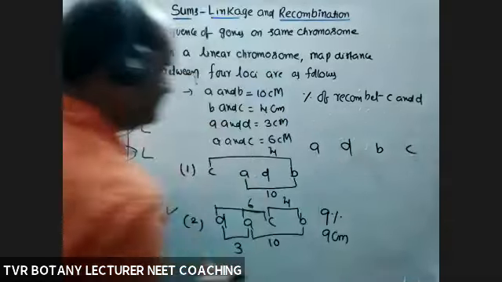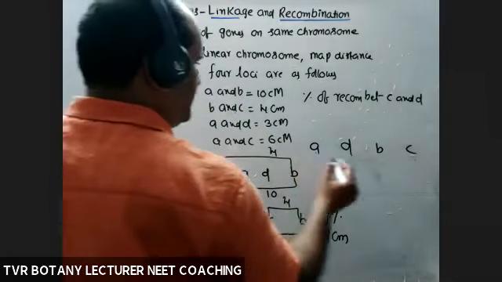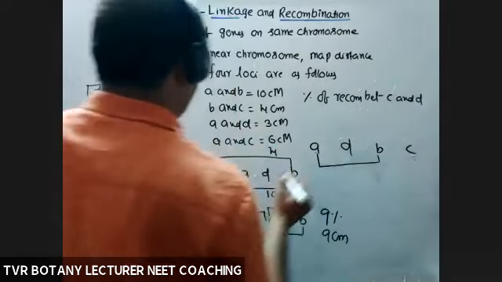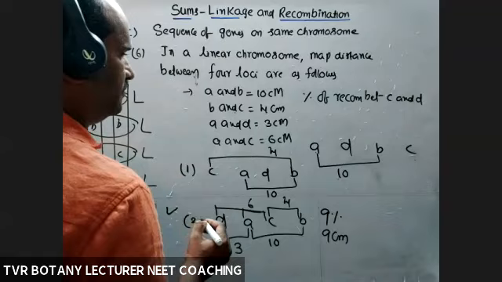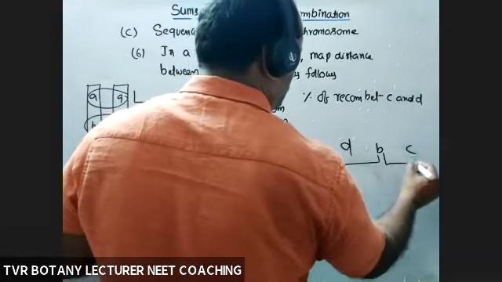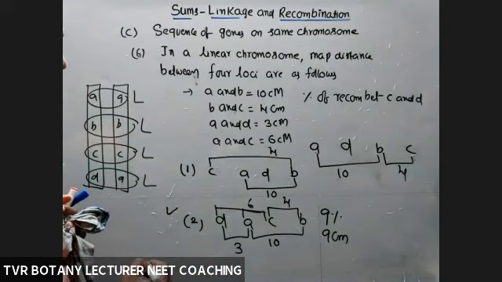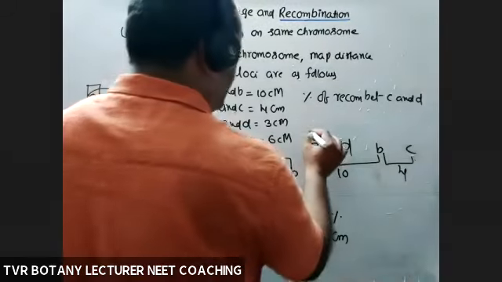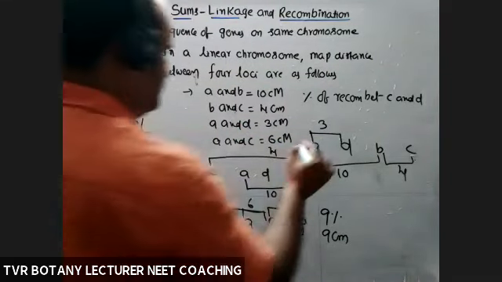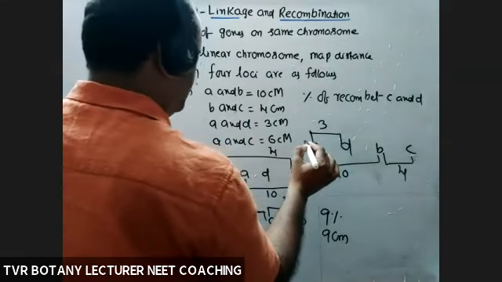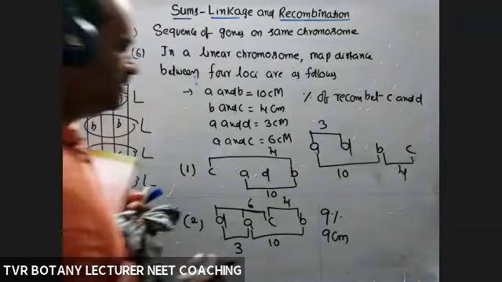DC we will try. We'll get it, no problem. AB, how much? AB 10. BC 4. AD 3, A and D 3. A and C, we are not getting.